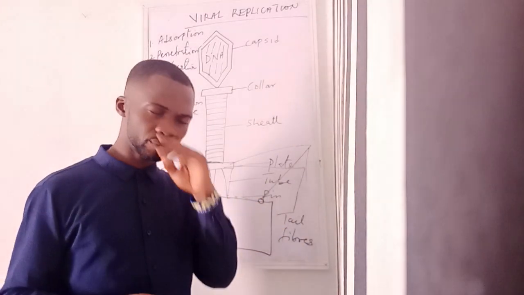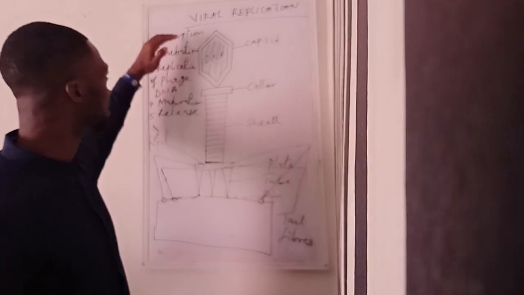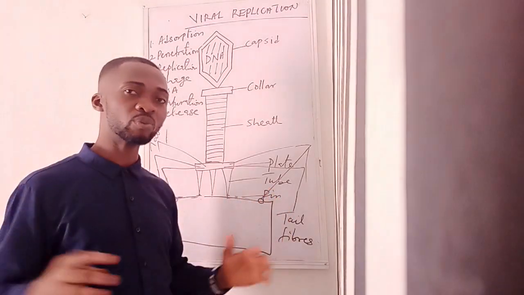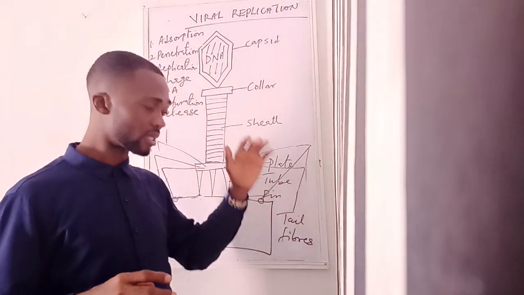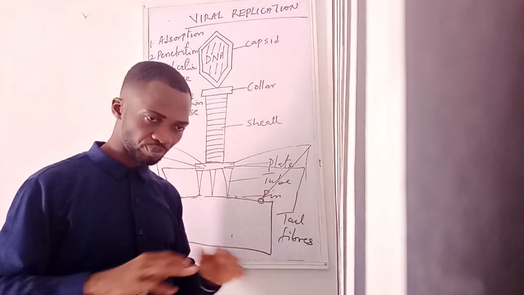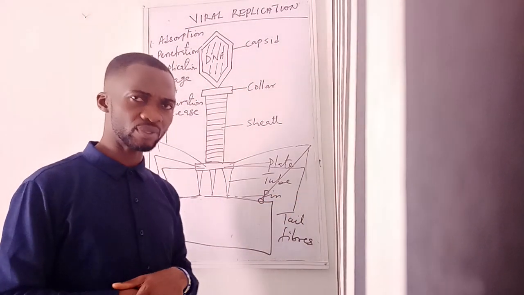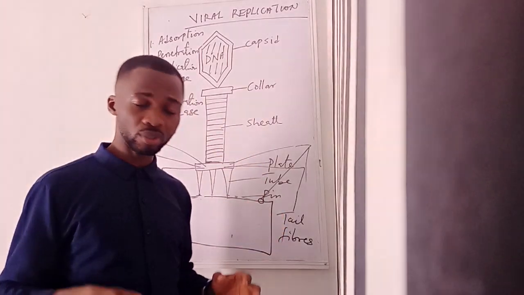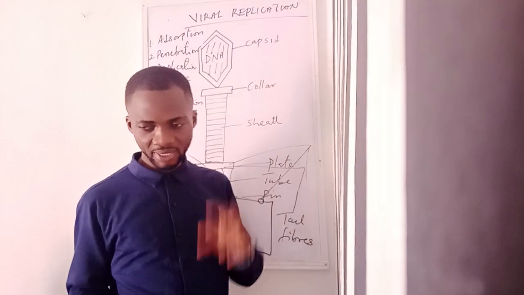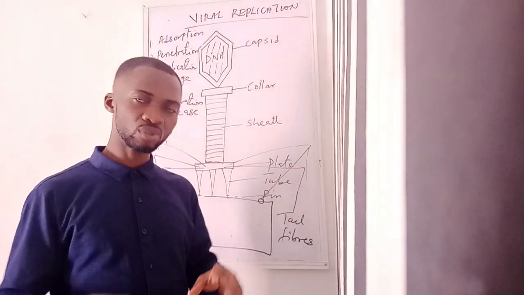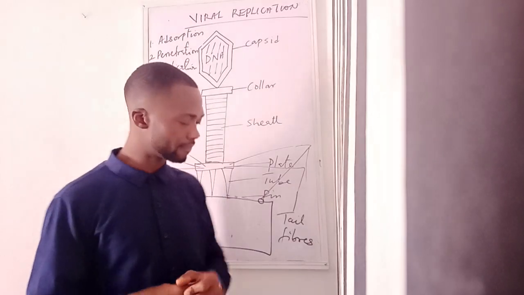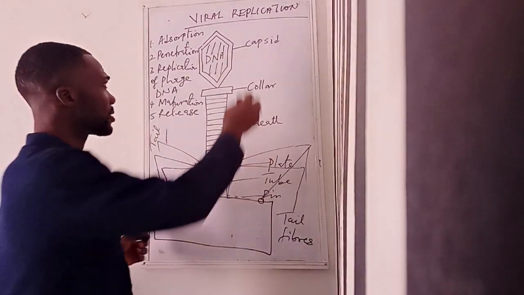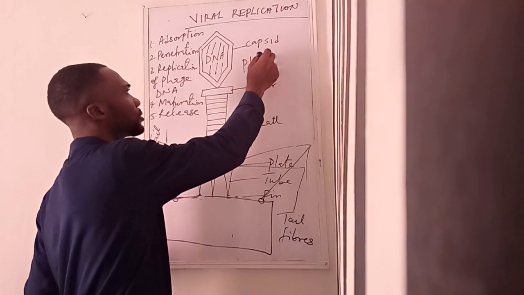Once this is done, then the first stage has come to an end. That is adsorption, or you can call it adhesion, where the tail fibers adhere to specific receptors on the cell wall of the bacteria. Once this happens, the second stage is what we call penetration.